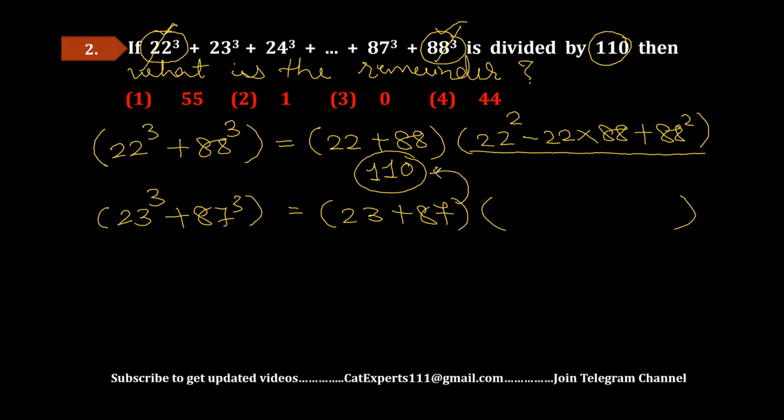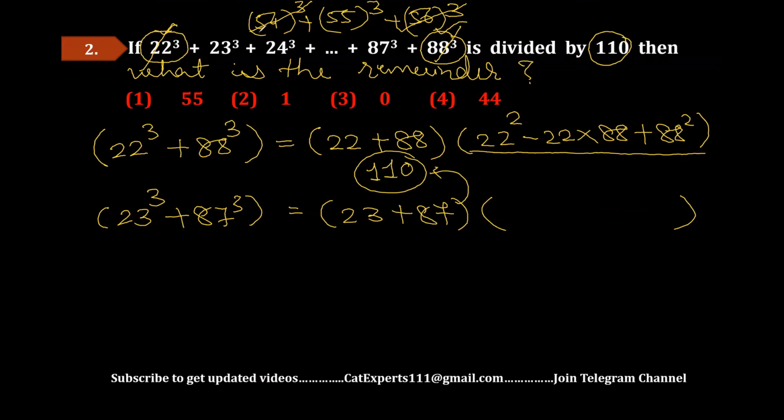The answer has to be 0. Will that be correct? Definitely not. This is where students commit a mistake. Let's see what should be the proper way to do it. In this particular series, the middle term will be 55 cube. On my right hand side, 56 cube will be there, and on the left hand side, 54 cube will be there. Now 54 cube plus 56 cube will give me a factor of 110.